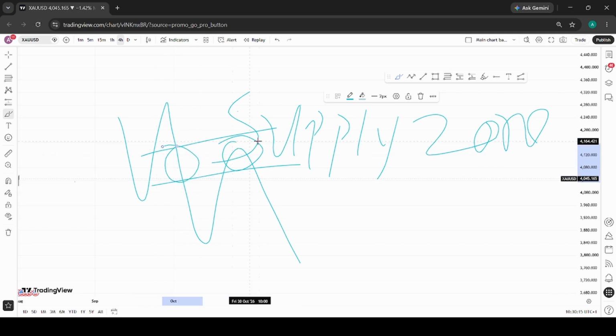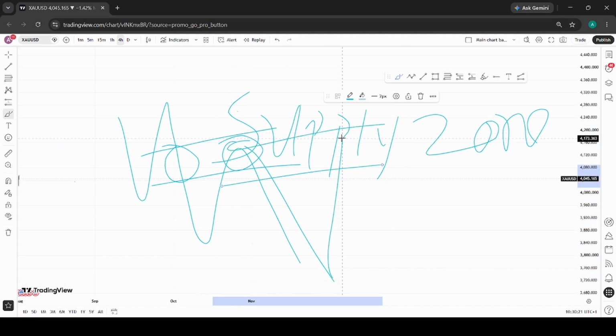So this is where traders enter to continue pushing price to the downside, and then price pulls back again to the supply zone here, and traders enter to continue pushing it to the downside also. So this is a clear meaning of supply zone. It's the opposite of demand zone. Demand zone is where traders enter to continue pushing price to the upside, while supply zone is where traders enter the market to continue pushing price to the downside.